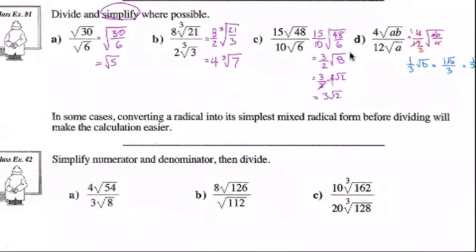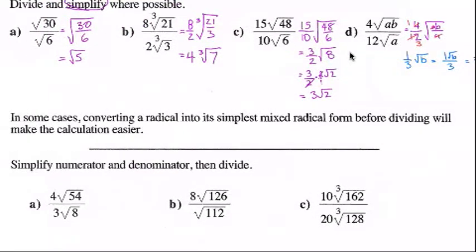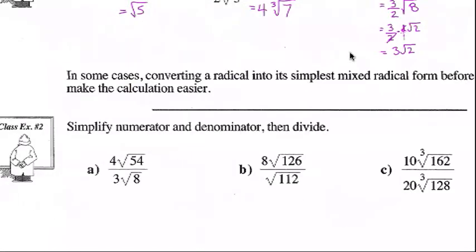Example 2, and it says, in some cases, converting radicals into their simplest mixed radical form before dividing will make calculations easier. Okay, so that's a bit of a hint. Example 2, question A, 4 square root 54 divided by 3 square root 8.